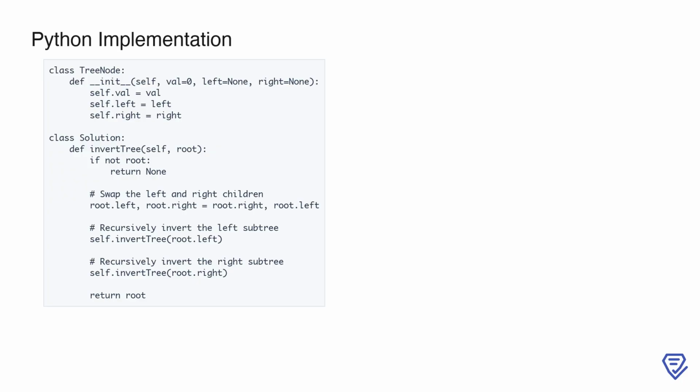The code is concise and leverages recursion to handle the tree inversion cleanly. It is also robust against edge cases, such as an empty tree or a tree with only one node, as the base case ensures proper termination.